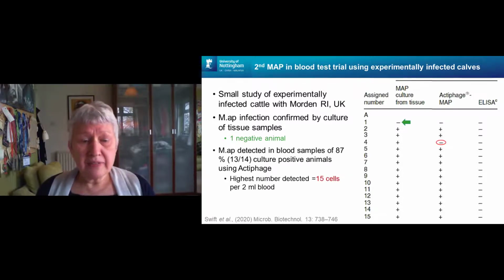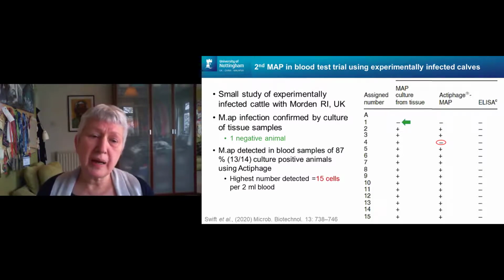And when we look at the Actiphage results, we see a good correlation here. The negative animal was negative, and most of the others, 13 out of these 14, gave a positive phage result. Now, of course, this culture took up to 40 days, and we got this result in the same day. Again, we carried out both forms of tests. We did the Actiphage, but we used the enumeration method just for comparison. And again, we are only detecting low numbers of cells, with 15 cells per 2 mL of blood being the highest number we were detecting.